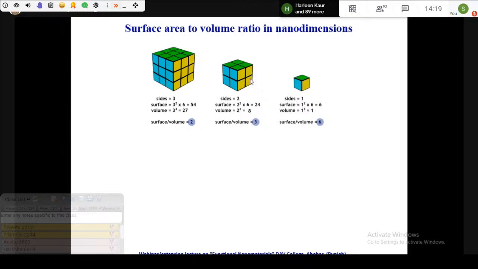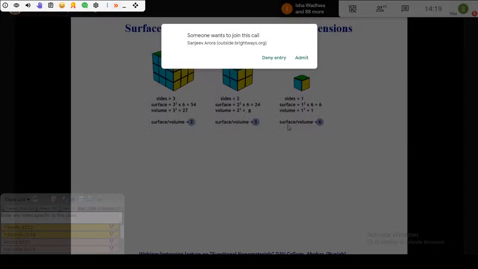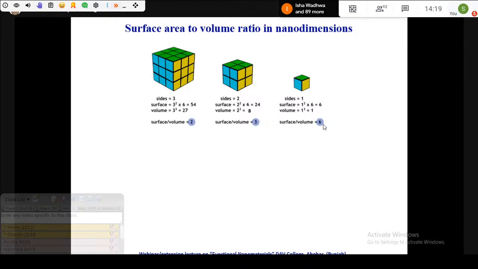Now if I decrease the size, in that case again you find the surface area and volume and see the ratio. Again if we decrease the size and then see the ratio, surface to volume, 6. So as we decrease the size, what we find is that the surface area to volume ratio is increased. So this is the beauty of nano. You can imagine when we have the size of nanometer or angstrom, then what will happen? The surface area to volume ratio will be increased a lot.